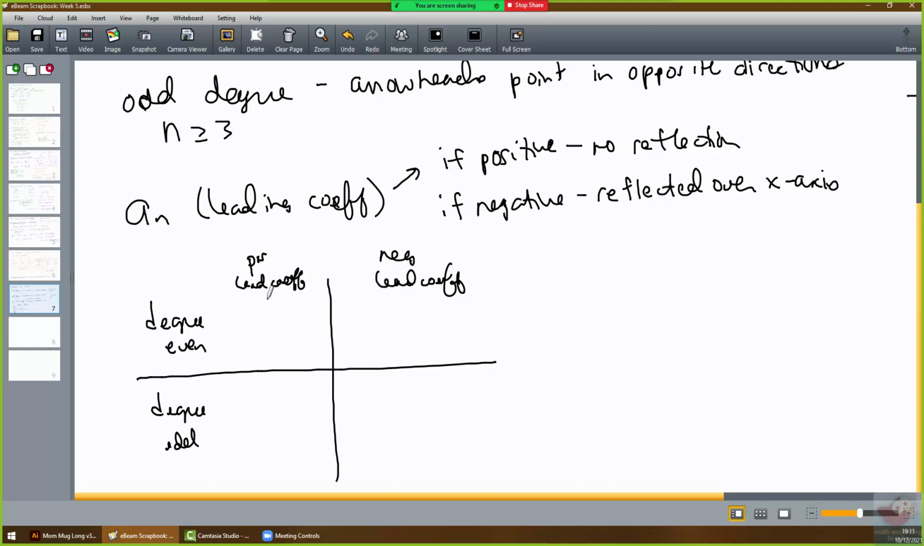The first case is if your degree is even and your leading coefficient is positive, then your arrowheads are pointing up. And you'll end up in quadrants 1 and 2. The reason there's dots in the center is because we don't know what happens in between the arrowheads just yet, but the leading term will tell us where the arrowheads are, and they have to be in quadrants 1 and 2.